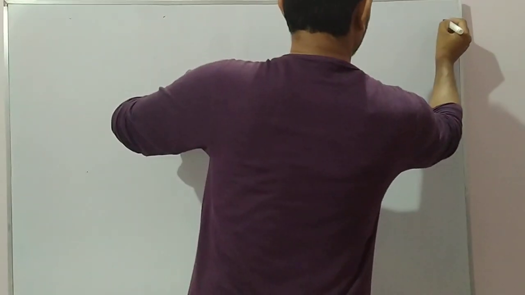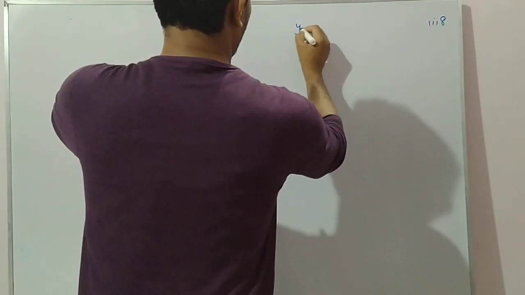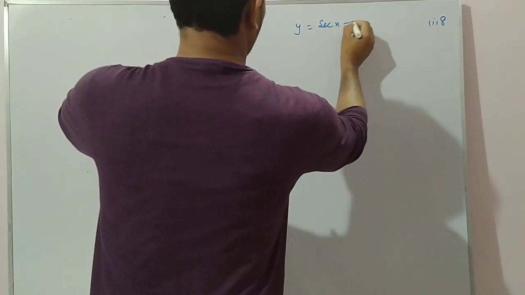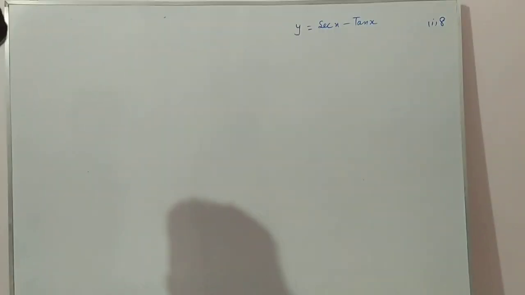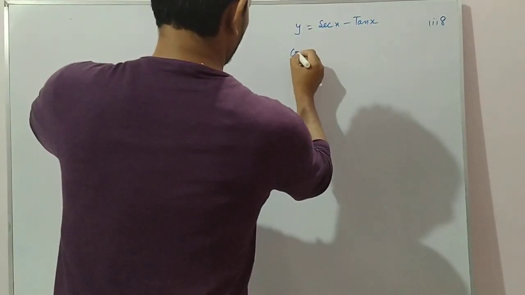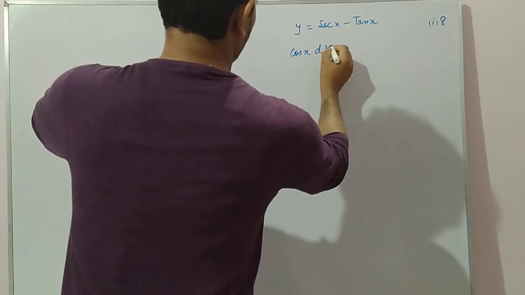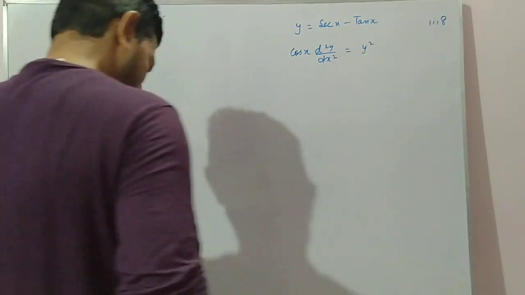Question number 8, number 1. y equals sec x minus tan x. And we have to prove that cos x d2y by dx square equals y square.